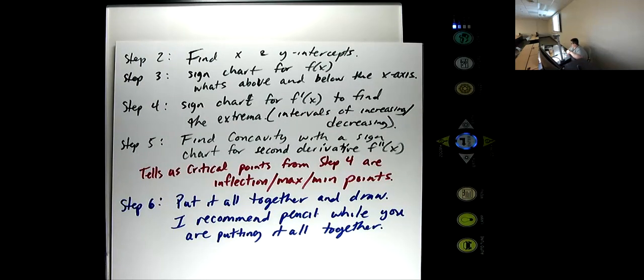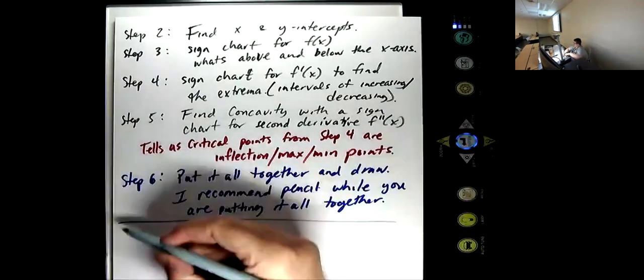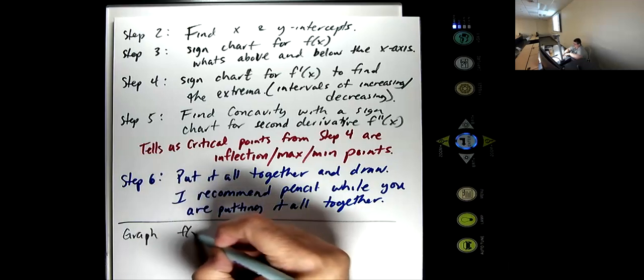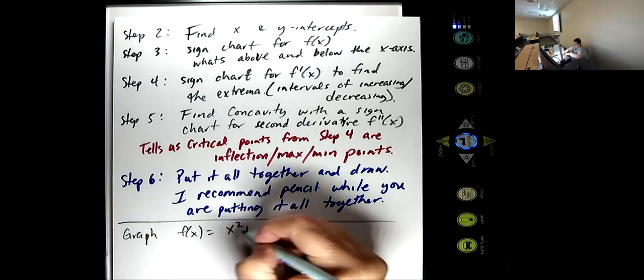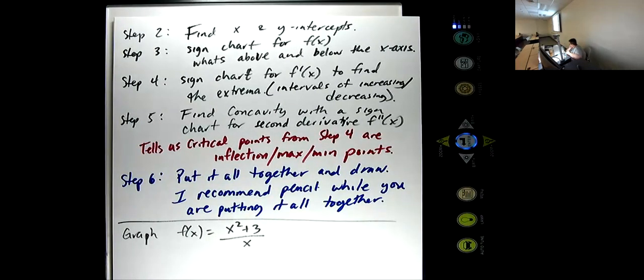Those of you that are ready to start, I'll write this again on the next page. Graph f of x equals (x squared plus 3) over x. I'm going to give you several minutes. Take 5 or 10 minutes to try to do this. Talk amongst your neighbors.